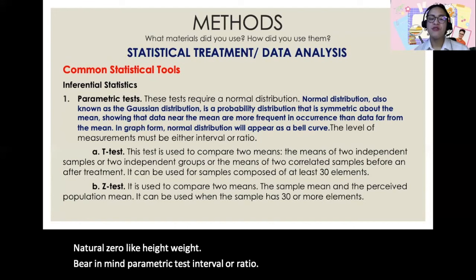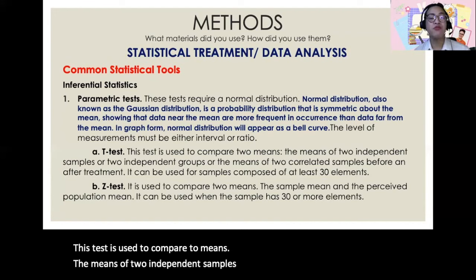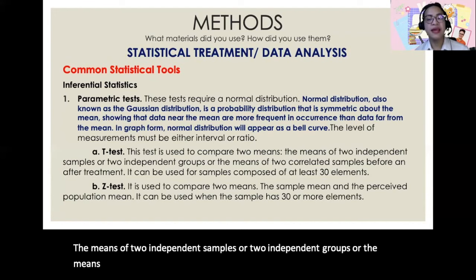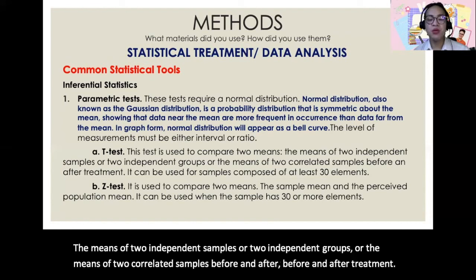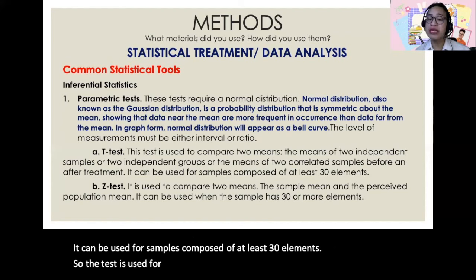T-test. This test is used to compare two means, the means of two independent samples or two independent groups, or the means of two correlated samples before and after treatment. It can be used for samples composed of at least 30 elements. So t-test is used if you have 30 respondents. So that is for t-test.